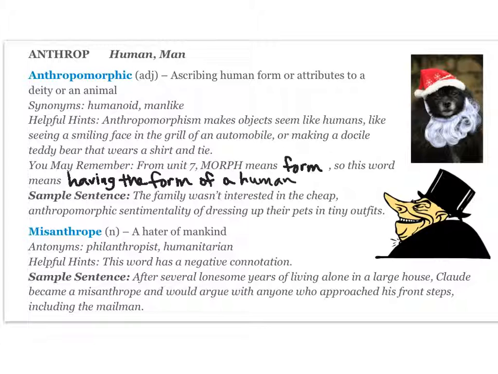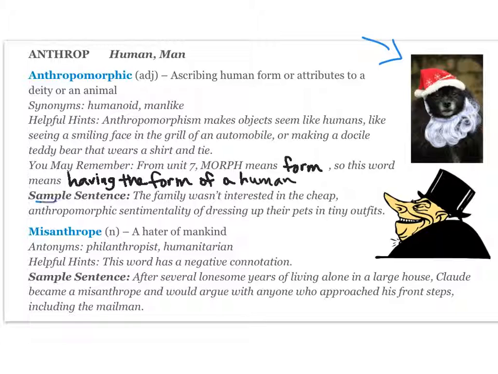Anthropomorphic means making an animal or a god look like a person. So this dog over here is anthropomorphic because someone has dressed him up like Santa Claus. Quick distinction, people sometimes confuse this with personification, but personification is a literary device, right? It's figurative language, whereas anthropomorphism is actual physical, making animals look like people or making gods look like people.